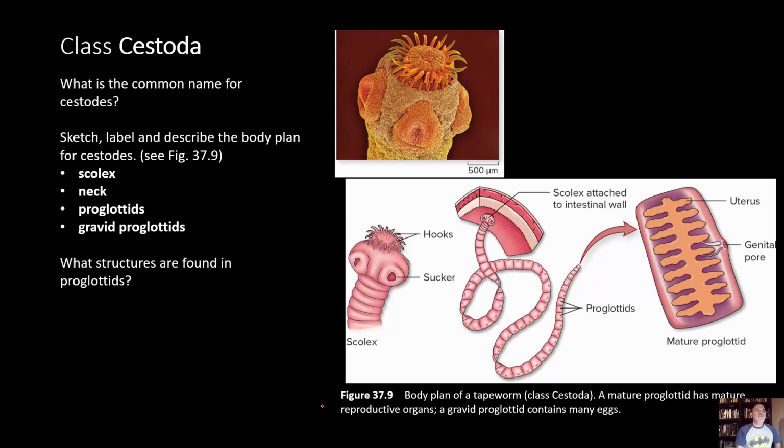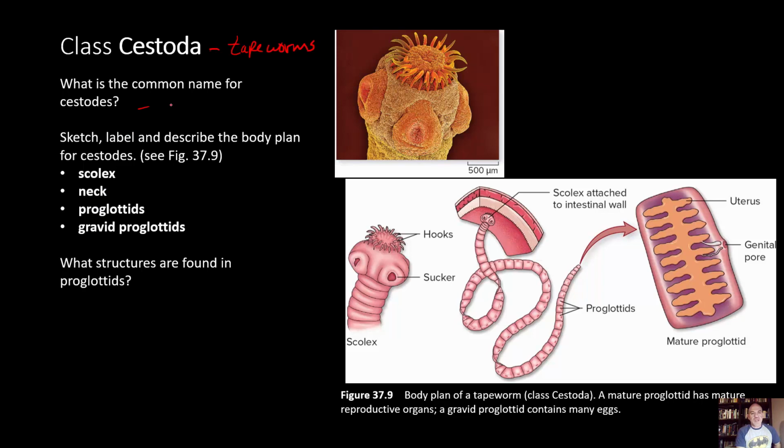And then we have another class, Cestoda, and these are the tapeworms. And so again, these are in that Neodermata subphylum. This is that other parasitic class. So they're commonly called tapeworms. Okay, and you want to be able to identify the different sections here.